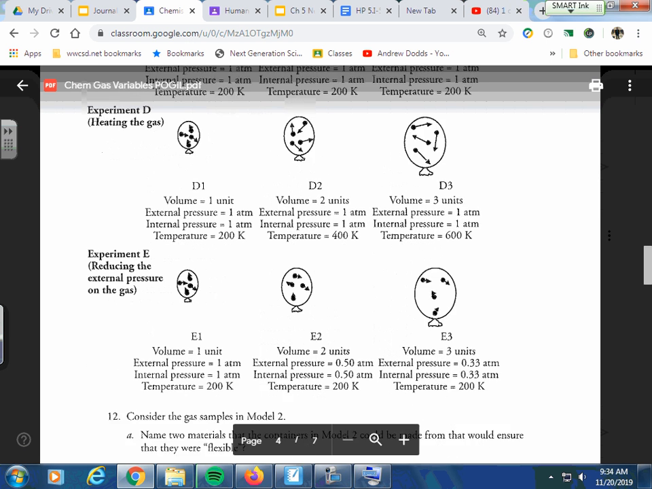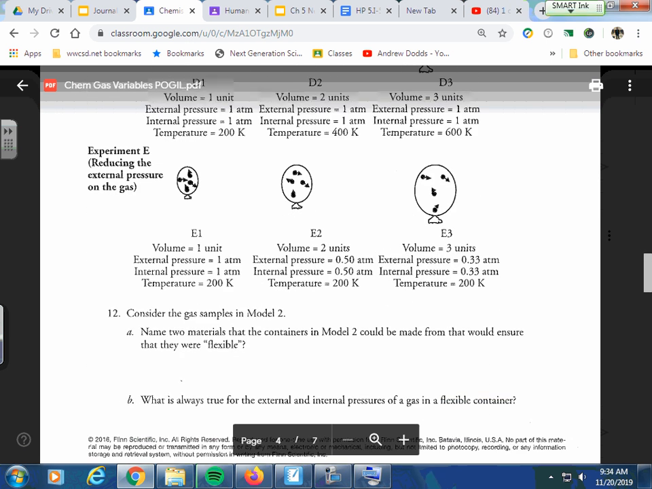And experiment E. So what is the manipulated variable in experiment E? Okay. External pressure. Disagree with that? Does anybody disagree? What does it say we're doing on this experiment? We are reducing the external pressure. So therefore, the variable that we are messing with on purpose, that we are manipulating, is the external pressure.